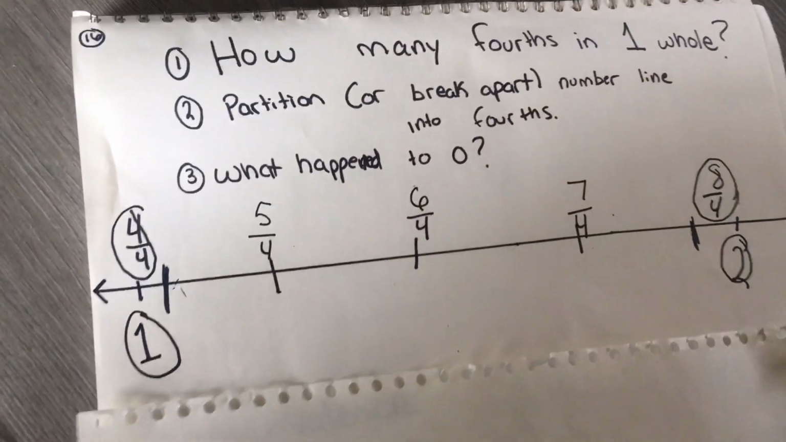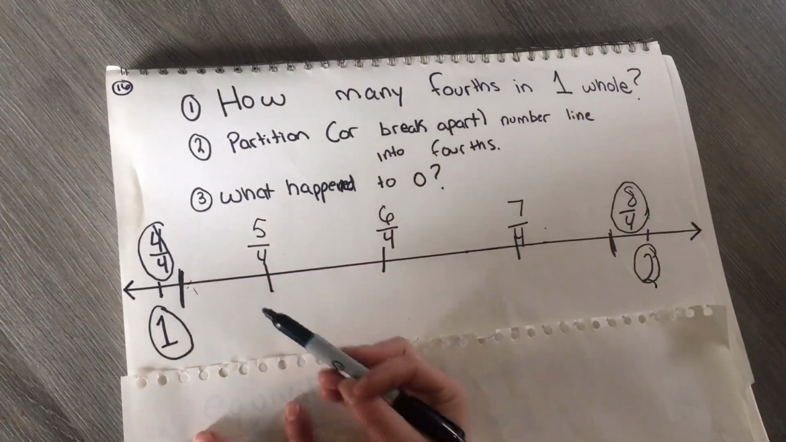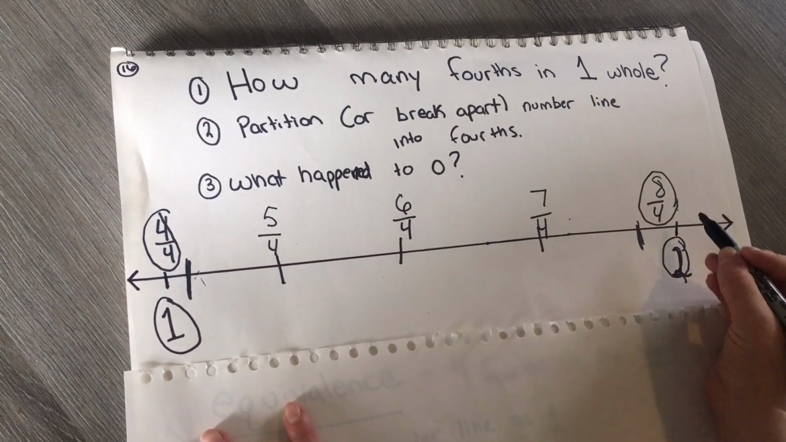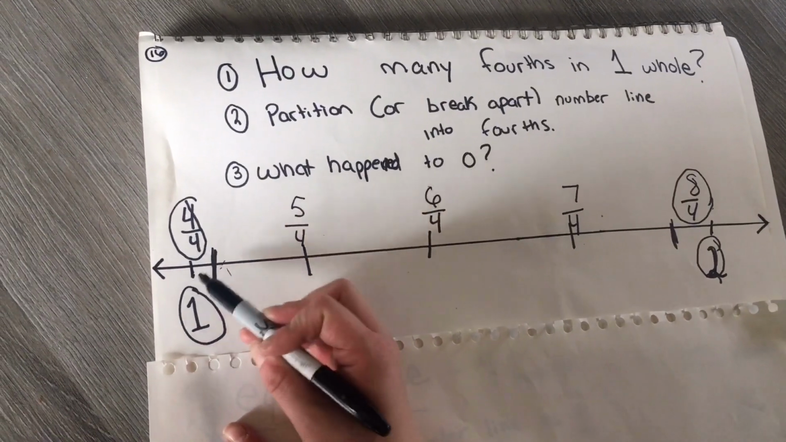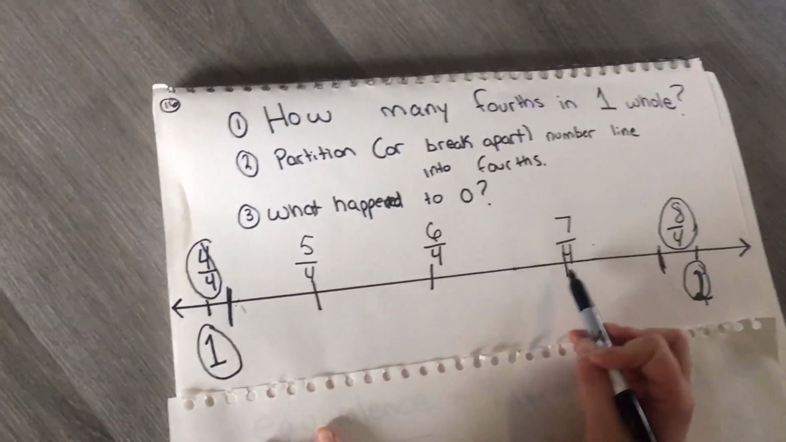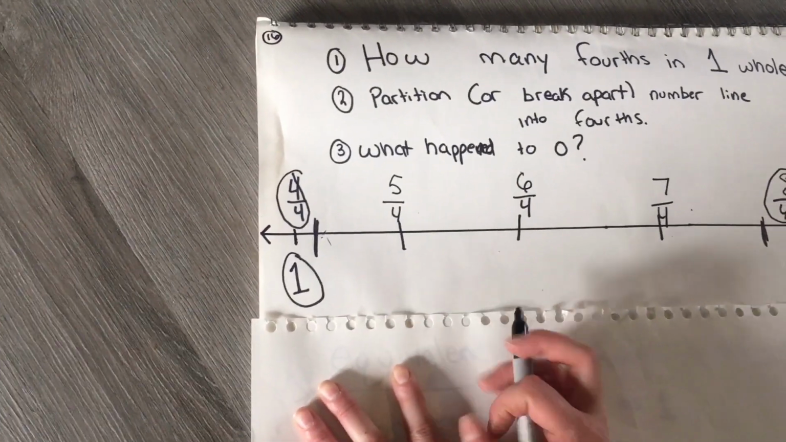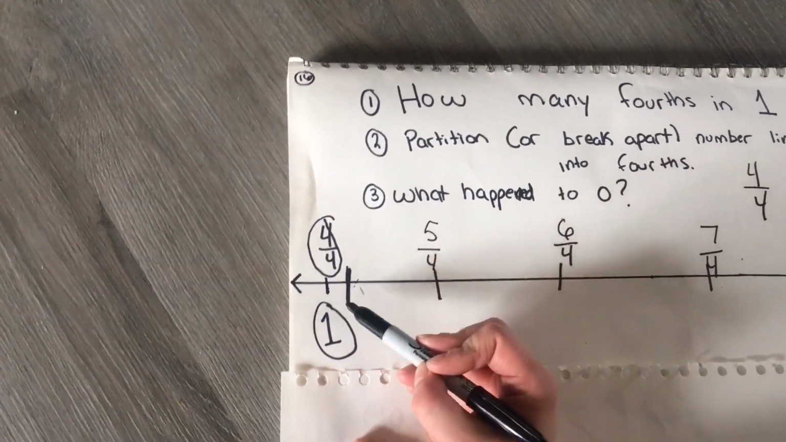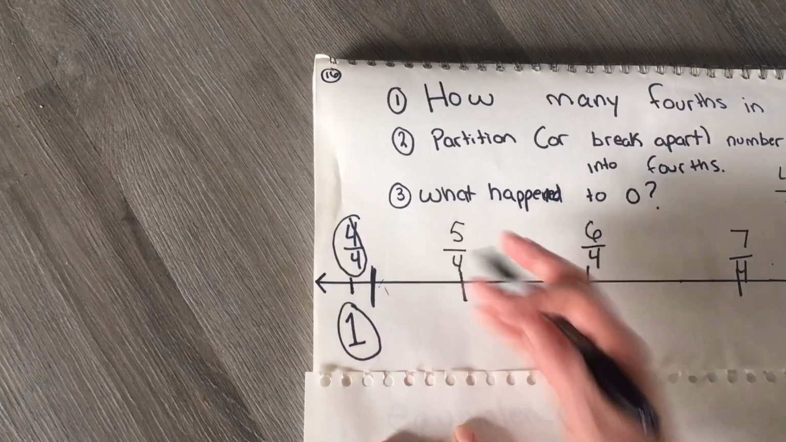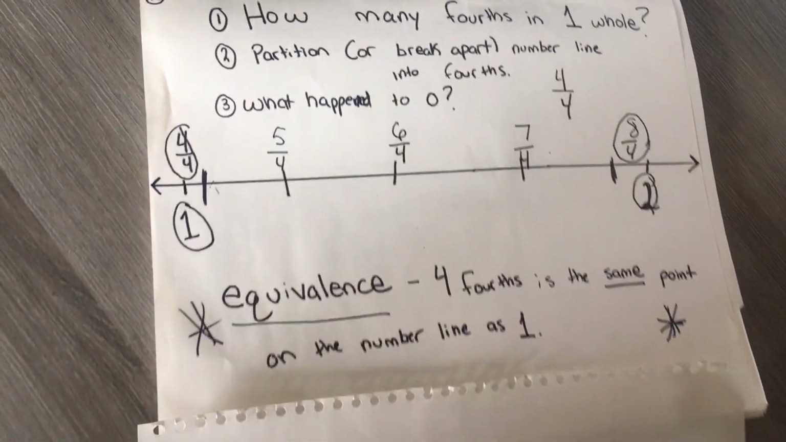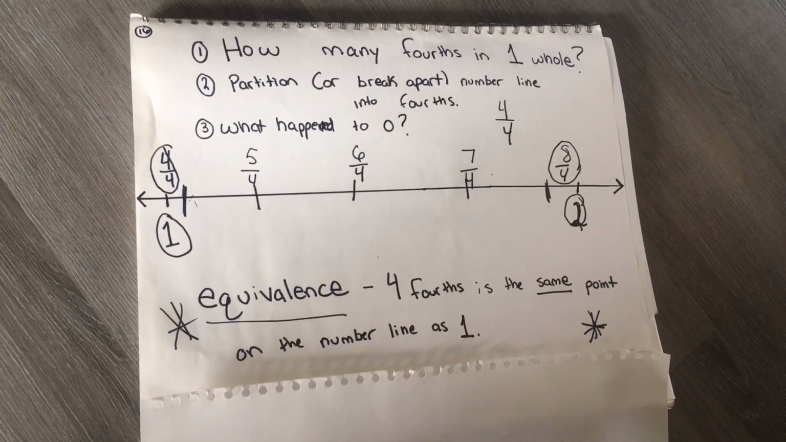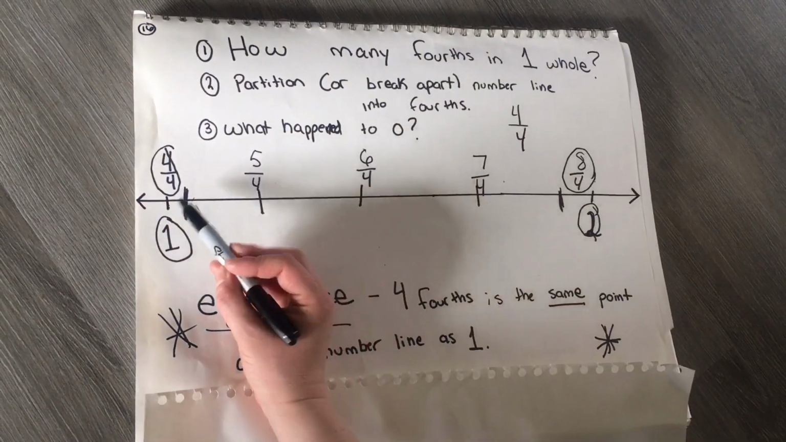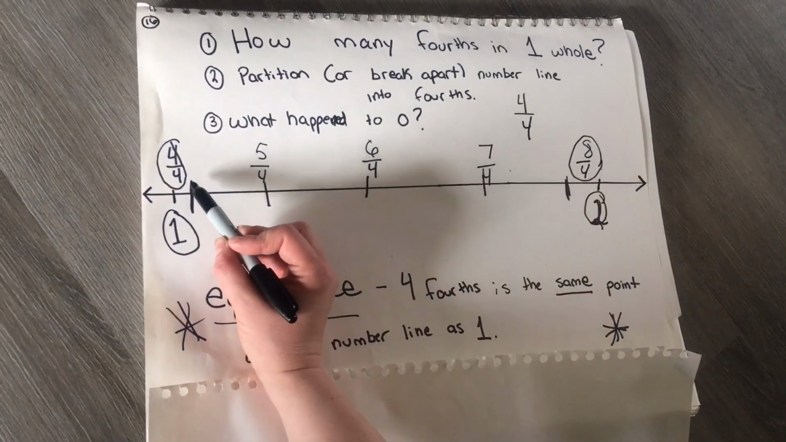So here is our number line, and here's how I partitioned it or broke it apart. I started with 1. And I ended here with 2. And then what I did was I broke this up into 1, 2, 3, 4 parts because there are 4 fourths. So I'm starting with 1, and 1 I know is equal to 4 fourths. Another way to describe that is to have equivalence. So that means that 4 fourths is at the same point on the number line as 1. It is equal.